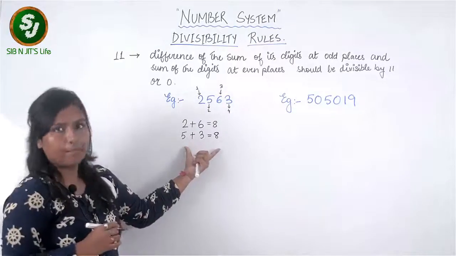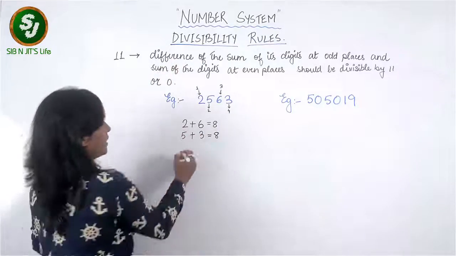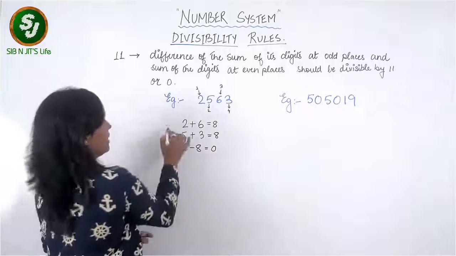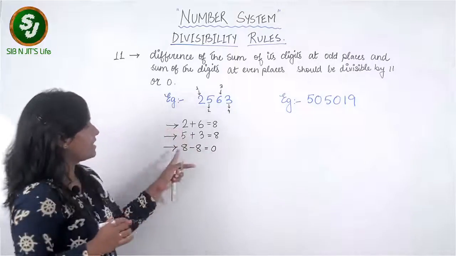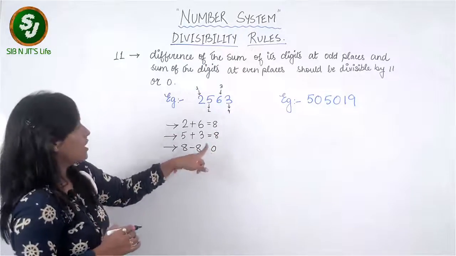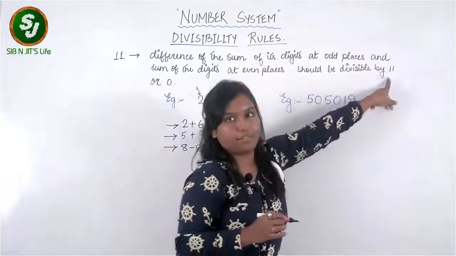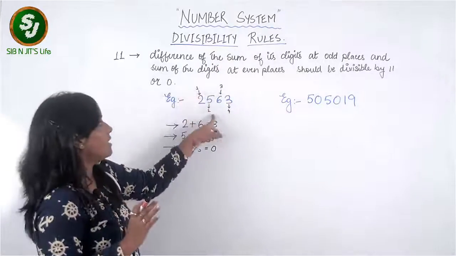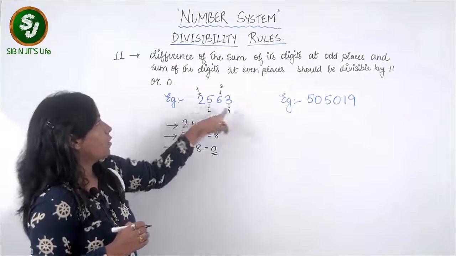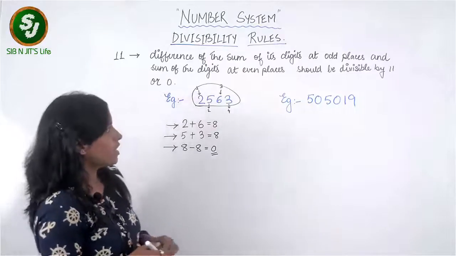After taking out the sums, what do we have to do? Difference means subtract. So both these answers we have to subtract now. Subtract 8 minus 8, which is 0, right? This is the first step, second step and third step. What it is saying is that the answer should be divisible by 11, or you must get a 0. Then only the entire number will be divisible by 11. Since here we have got a 0, this entire number is divisible by 11. Clear?